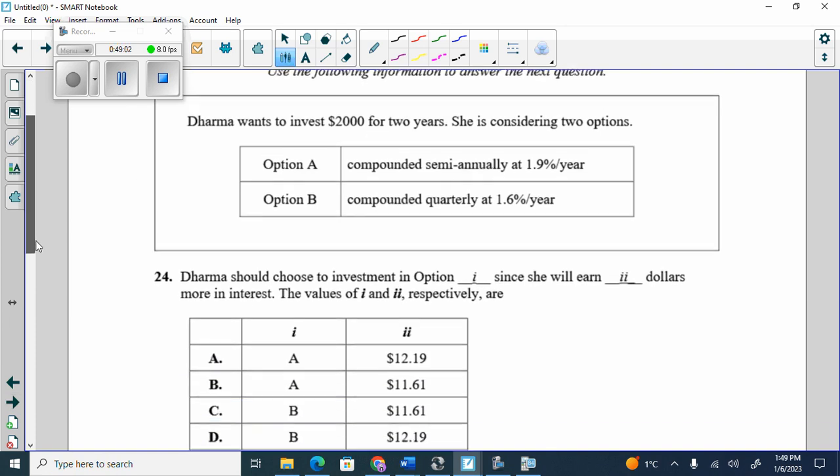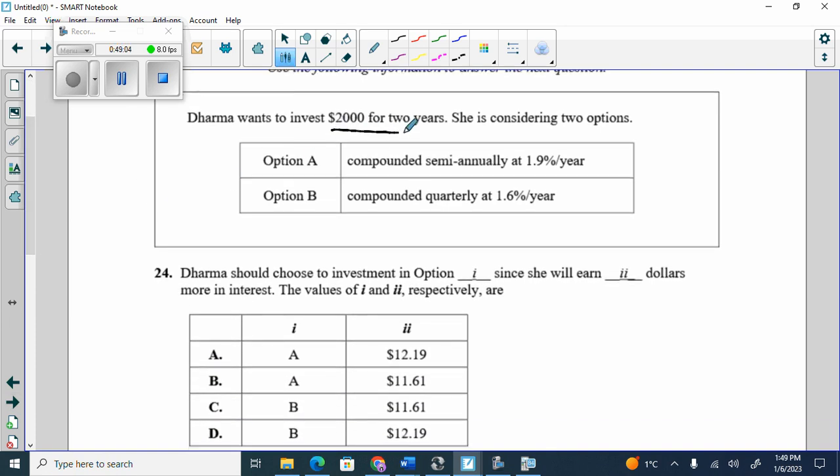Dharma wants to invest $2,000 for 2 years. She's considering two options: compounding semi-annually at 1.9%. Semi-annually, CP is 2. Compounding quarterly, CP is 4, at 1.6%.